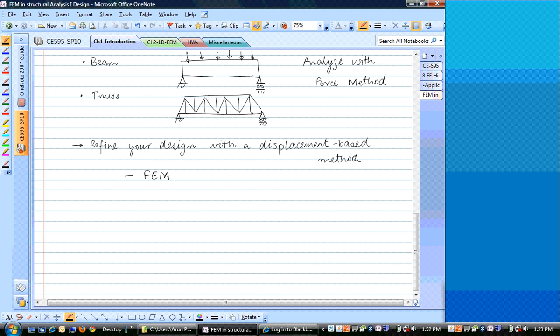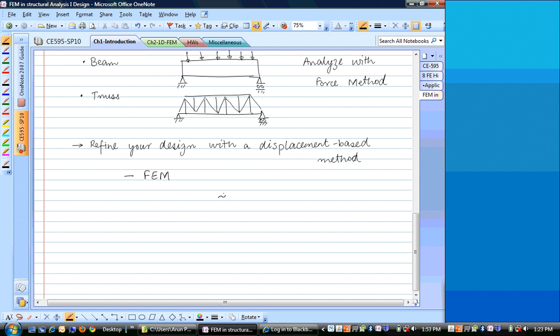It's a displacement-based method. It's a displacement type of method. And once you have your structure and all the material properties defined, then you can build a model and analyze it. Okay. So a couple of other points about the design problem.